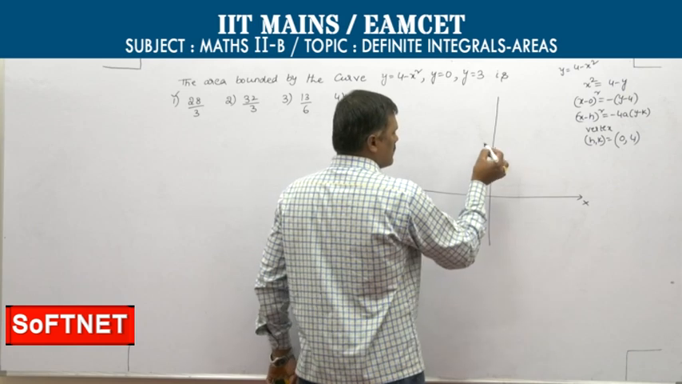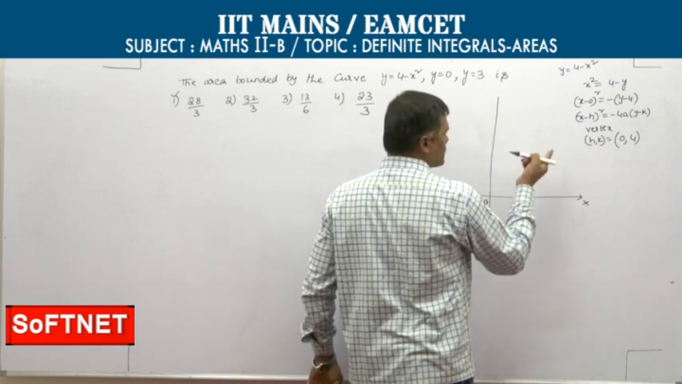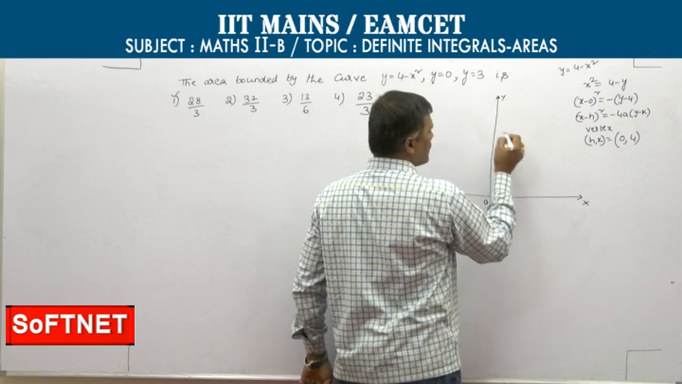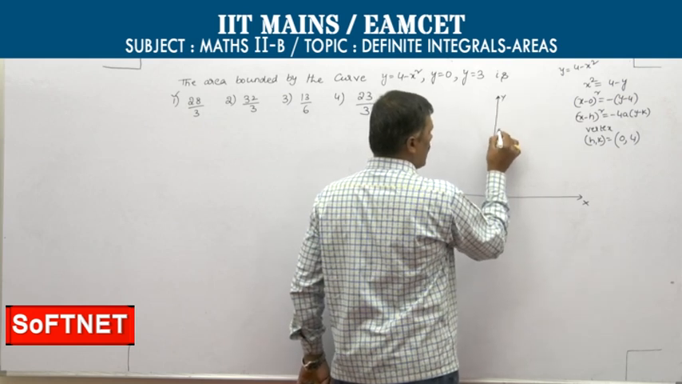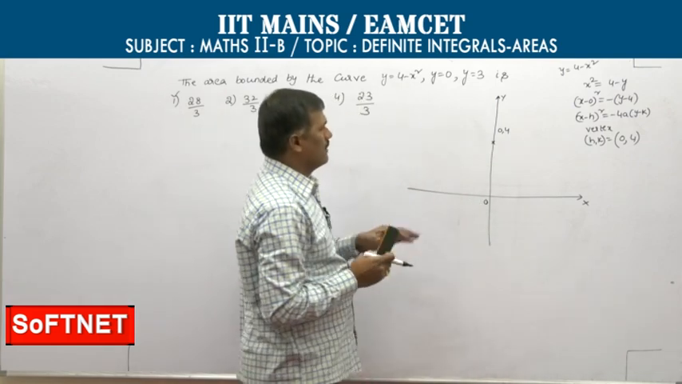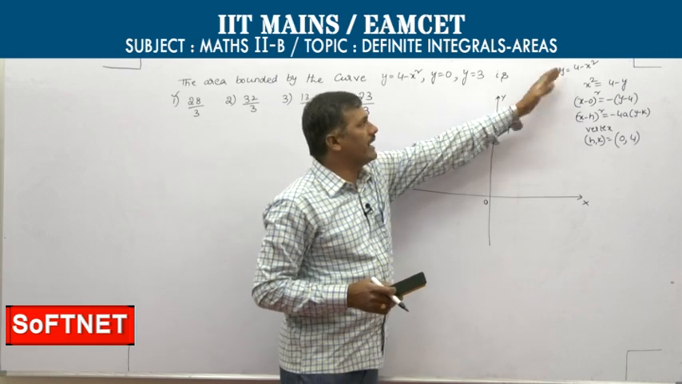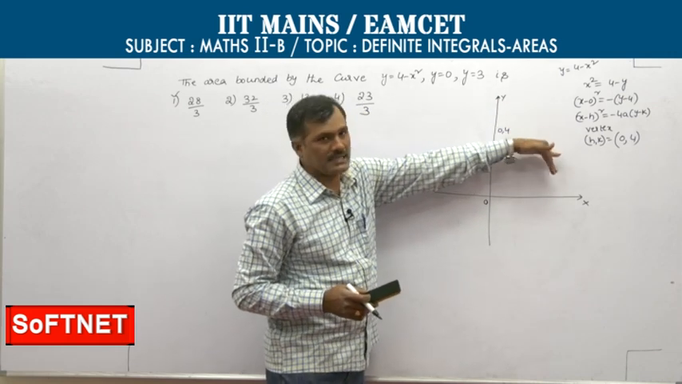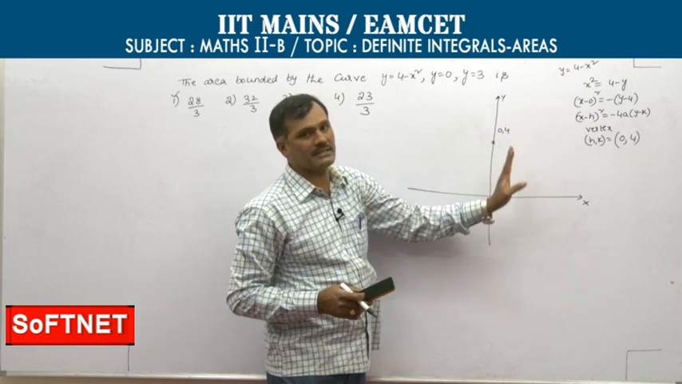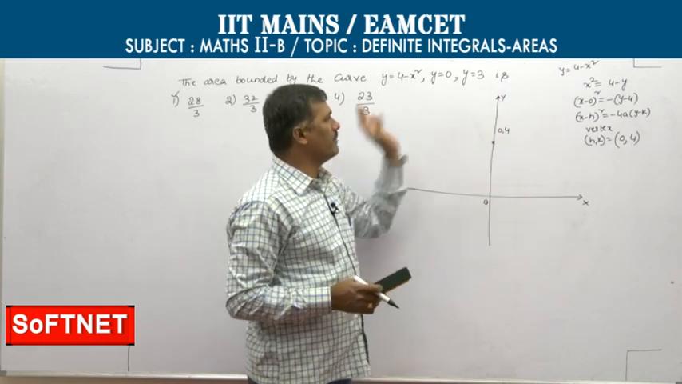Whose vertex is (0, 4), which lies on the y axis: x coordinate 0, y coordinate 4. This curve meets the x axis and the y axis at some points. It meets the y axis at (0, 4), and where does it meet the x axis?